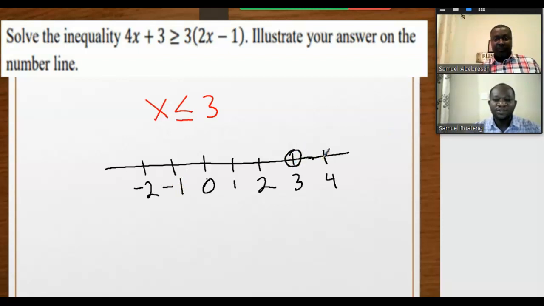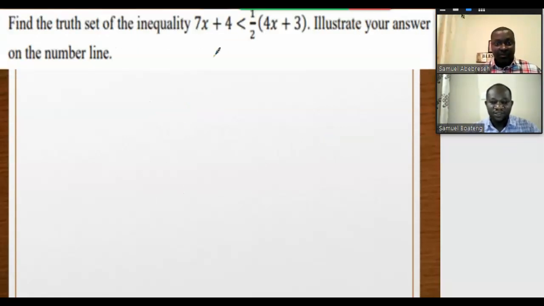You draw your circle because it is less or equal to. All the numbers here are less or equal to, so you shade the circle. Arrow to the left. And then you can write the x on top. All the numbers on the left side of 3 are less or equal to 3. So that is it. So viewers, you need to be very careful. Sometimes students can solve the question, but they may not get the number line correct.